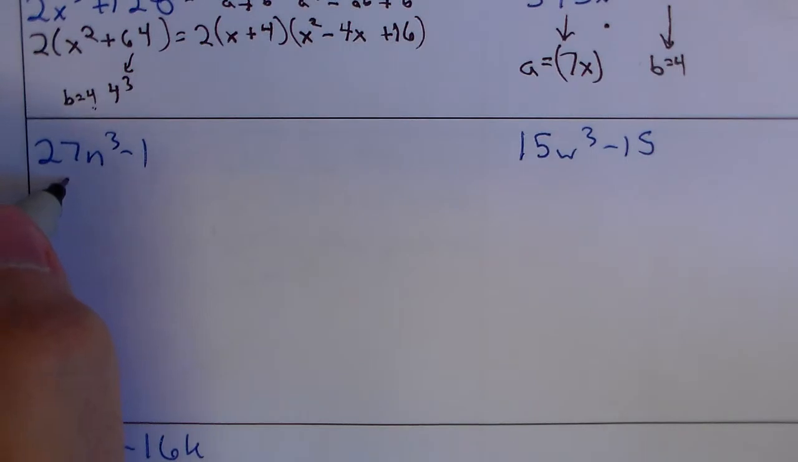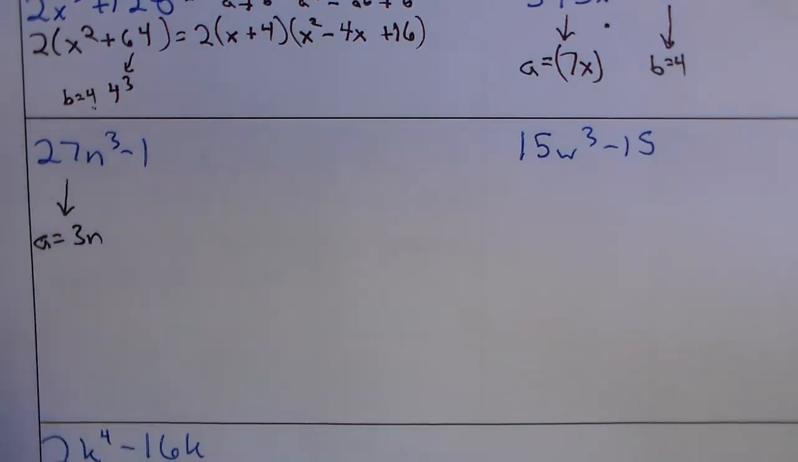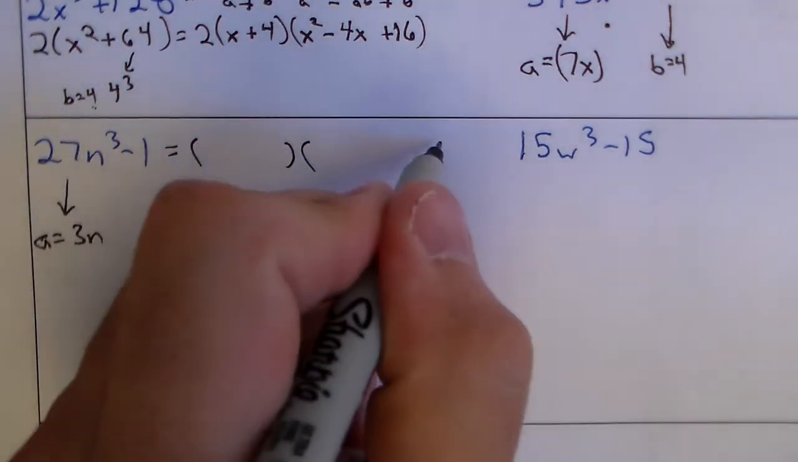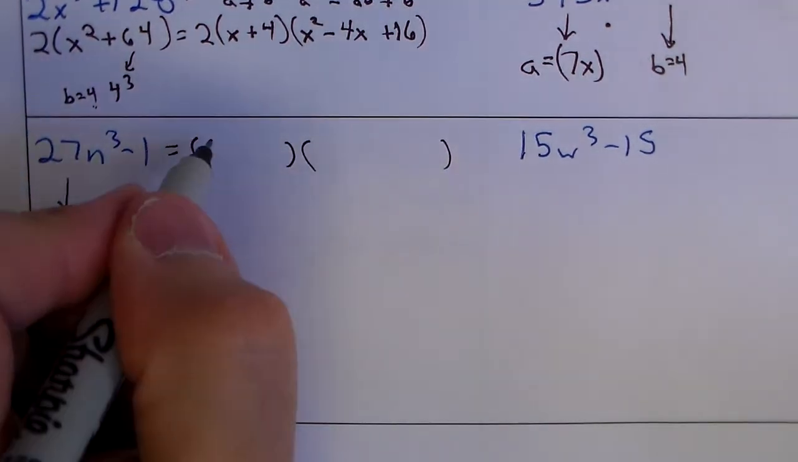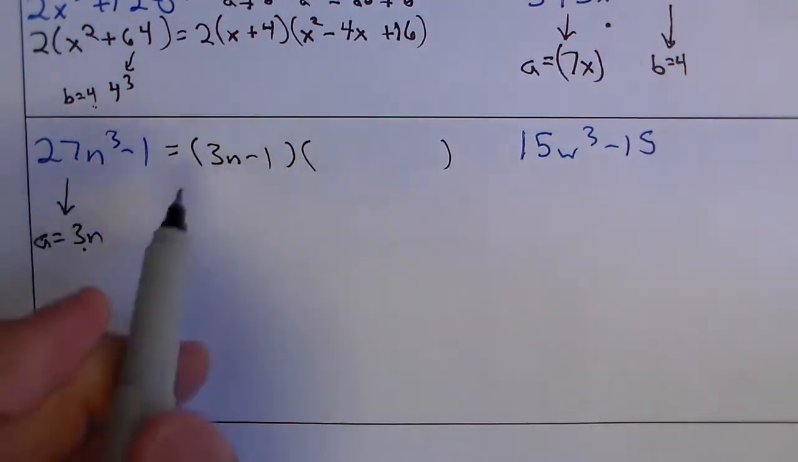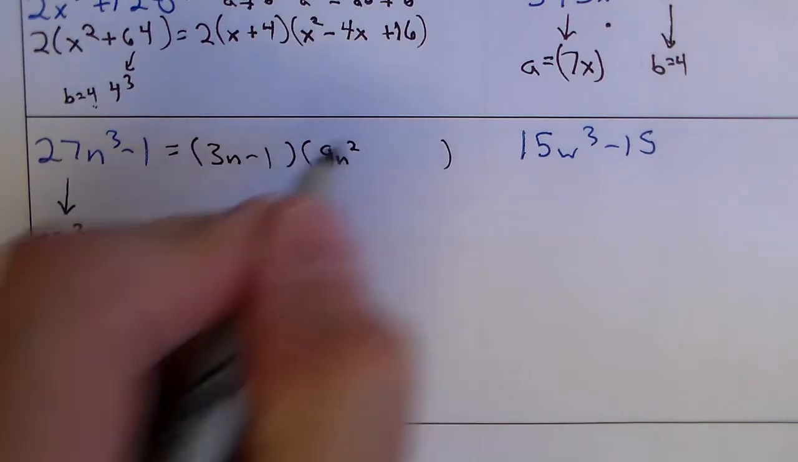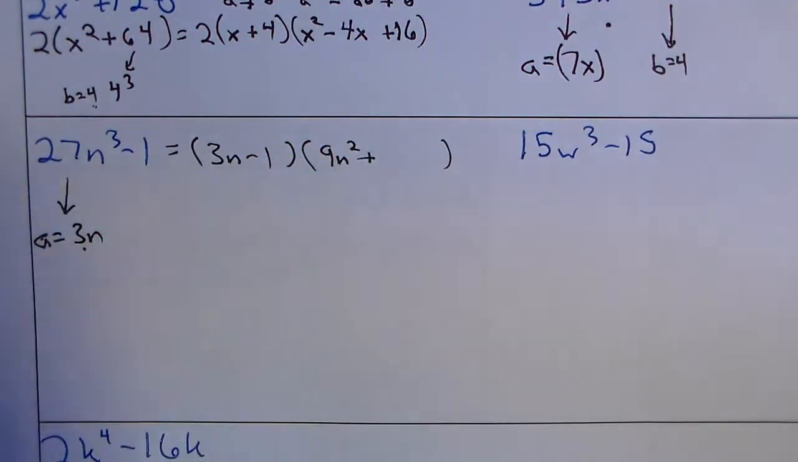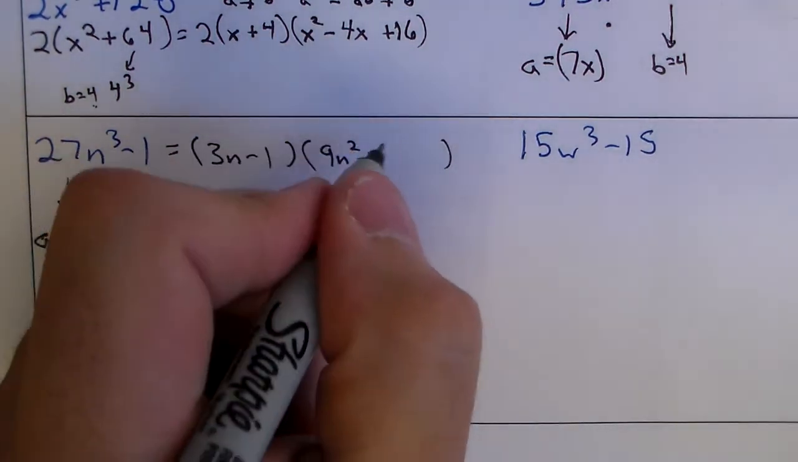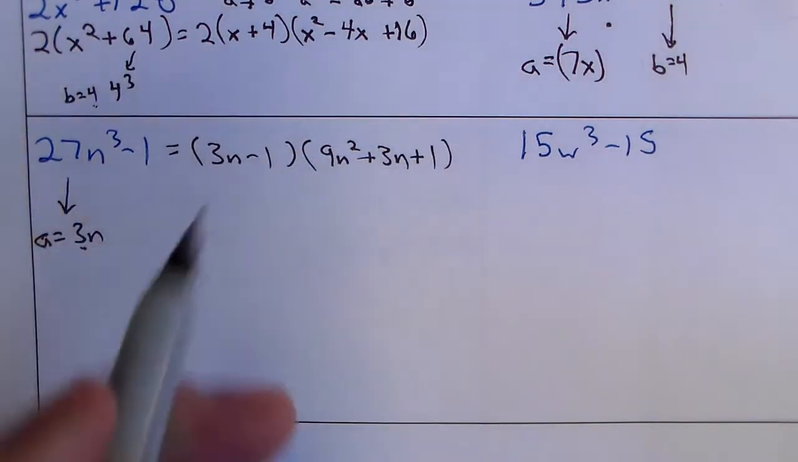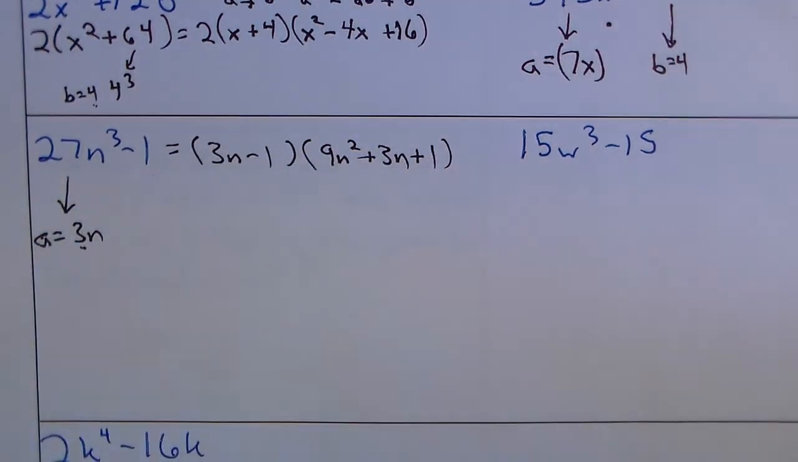27n to the third minus 1. For 27n to the third, we're going to say that a is 3n, and then b is 1. So it's going to be 3n minus 1, same sign on the minus. Then it's 3n squared, which is 9n squared, opposite sign. 3n times 1 is 3n, and then 1 squared, the always positive 1 at the end.